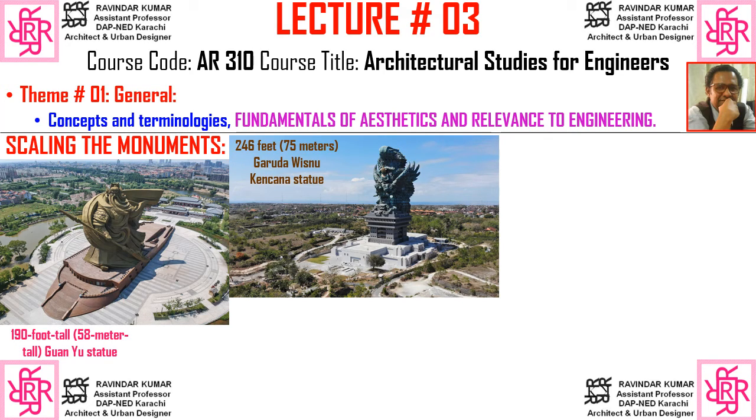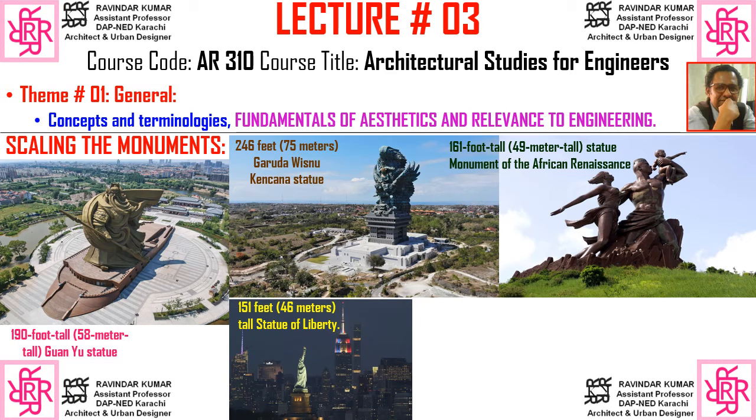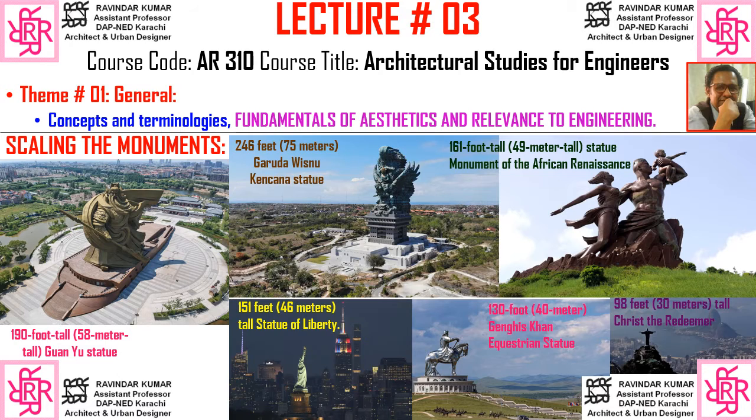And large-scale projects are also other projects you can see, like this one, 161 feet or 49-meter tall statue, the Monument of the African Renaissance. This is, everybody knows, the 151 feet or 46 meters tall Statue of Liberty in USA. This is the 130-foot or 40-meter Genghis Khan equestrian statue. See the horse at the bottom, and see the horse that is there on the monument. How big in scale it is. This is again the 98 feet or 30-meter tall Christ the Redeemer in Rio de Janeiro, Brazil.